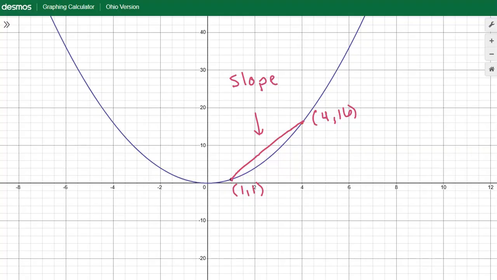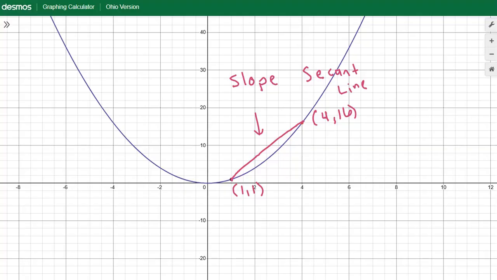Okay, now this line has a name. It's called a secant line. And so when you find the average rate of change between 2 points on a curve, what that average rate of change represents is the slope of the secant line.